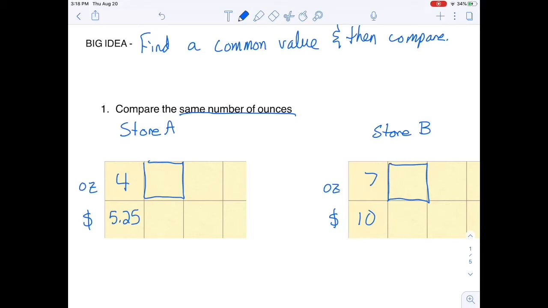The easiest for me is the least common multiple. The least common multiple between 4 and 7 is 28. I can multiply by 7 in the first table or multiply by 4 in the second table. And because I'm using multiplicative reasoning, if I multiplied by 7 for ounces, I'll also multiply by 7 for dollars. Similarly, in the second table, we'll multiply by 4. So I'll do my computations and fill in the values.